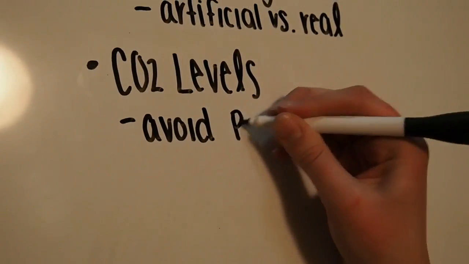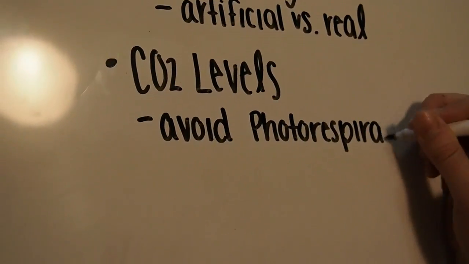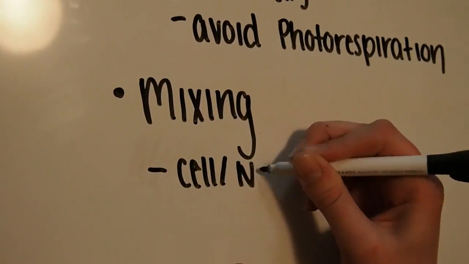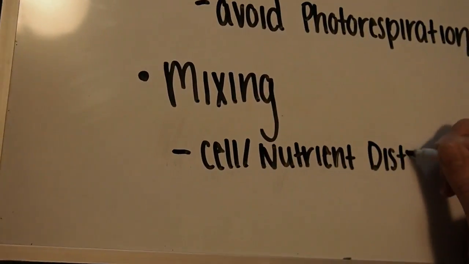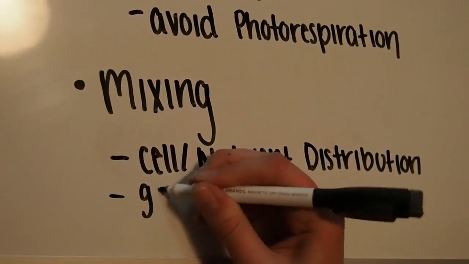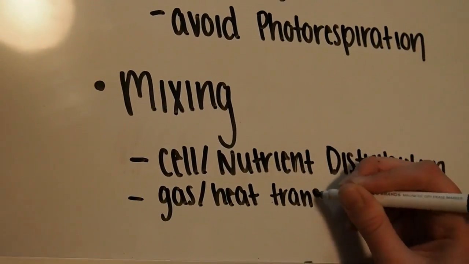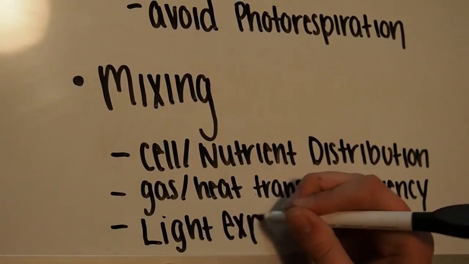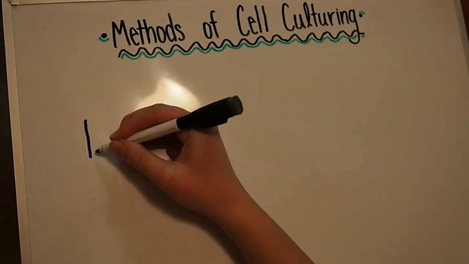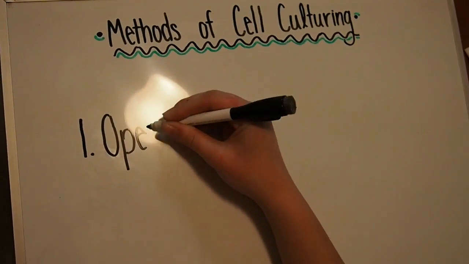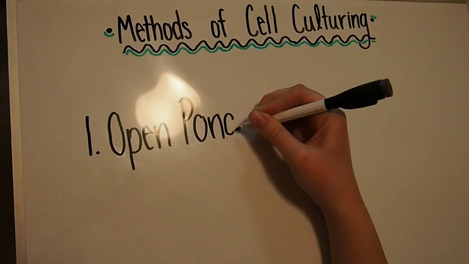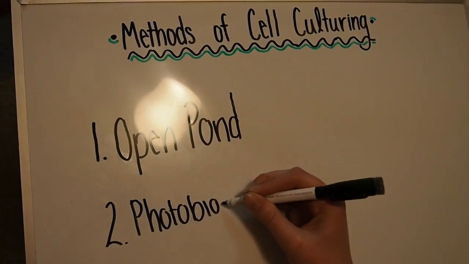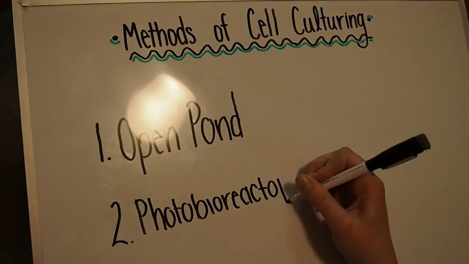You must have enough carbon dioxide in your system in order to avoid photorespiration. Lastly, you must also consider mixing. Cells and nutrients must be well distributed in your system, and gas and heat must be able to transfer efficiently. Also, algae cells need to be exposed to similar amounts of light to increase photosynthetic efficiency. Now you'll learn how algae is propagated in both open and closed systems. The two methods of algae culturing are open pond and photobioreactors.